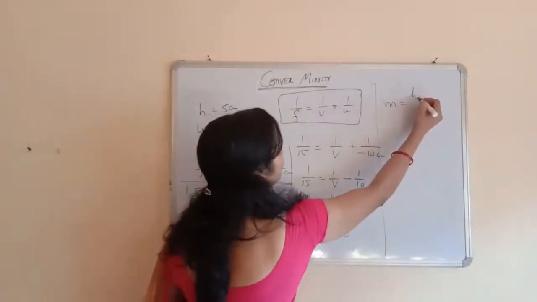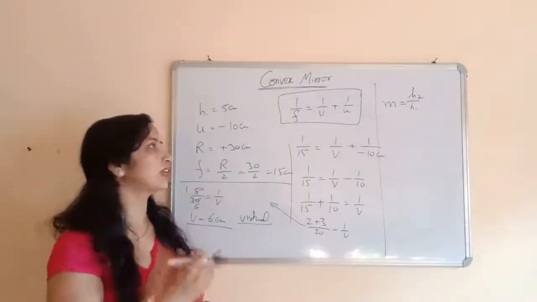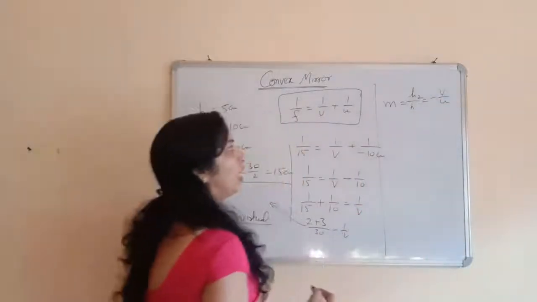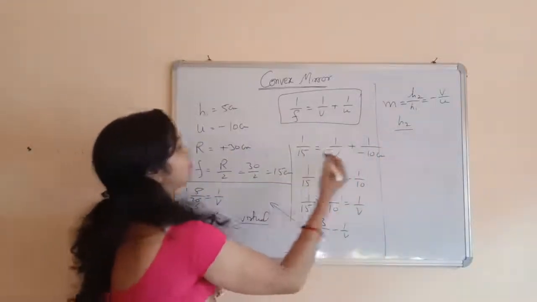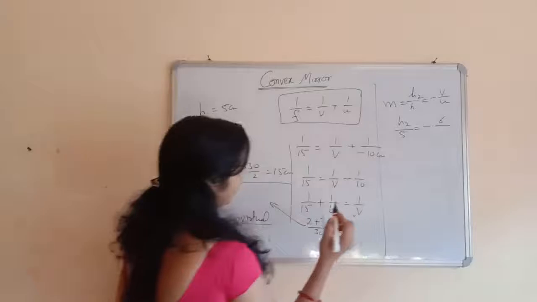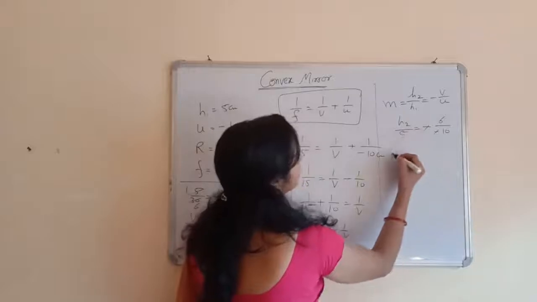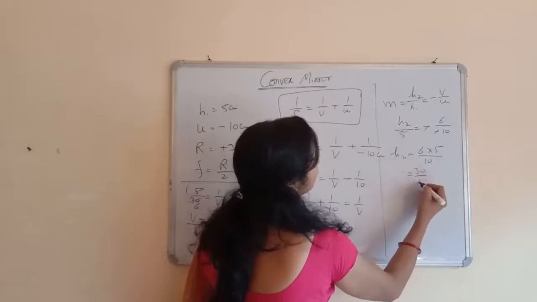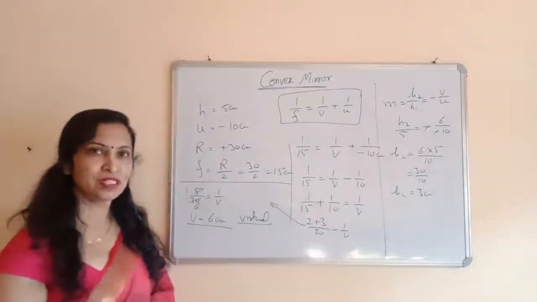Magnification is equal to H2 upon H1. Magnification means the ratio of the height of the image to that of the object. It is H2 upon H1 is equal to minus v upon u. What is the value of H2 here? We have to find H2, and H1 is 5 centimeter, is equal to minus v, which is 6 centimeter, upon u, which is minus 10. Minus cancels with minus. H2 is equal to 6 into 5 upon 10. It means 30 upon 10. So H2 will be 3 centimeter. Again it is positive. Positive means the image is erect.